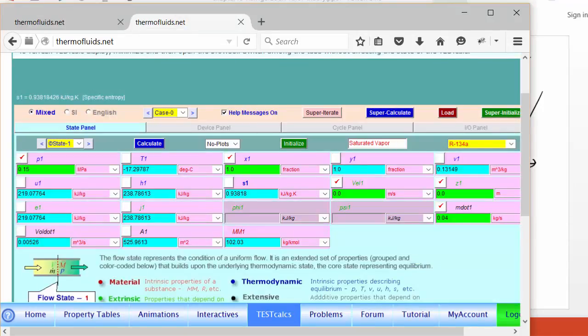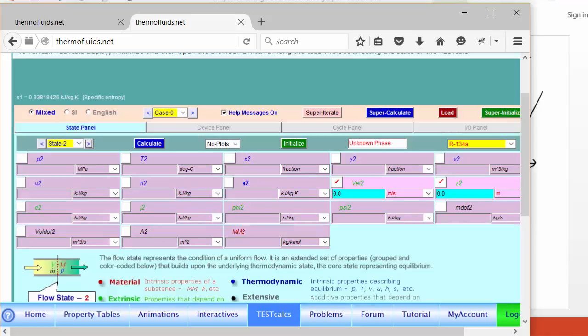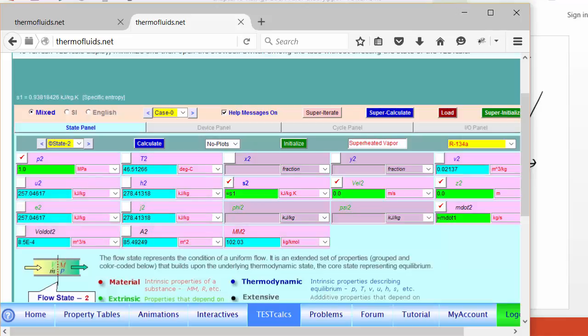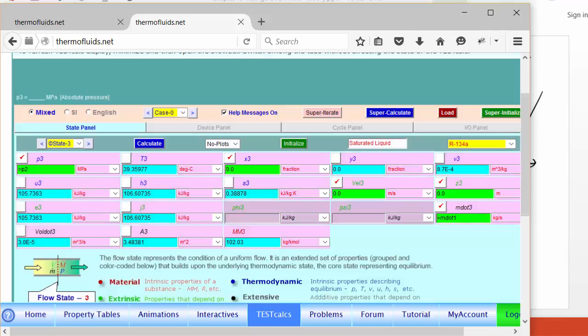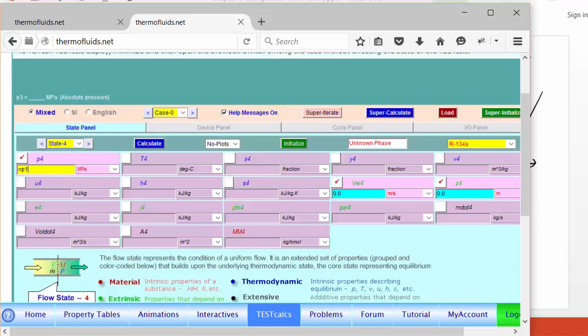We haven't calculated even state 2 yet. State 2 is 1 MPa and entropy is the same. Of course, the mass flow rates are equal. So state 2 is calculated. State 3, pressure is same as P2 and x equals 0. Mass flow rate is the same. And finally state 4, pressure is equal to P1 and enthalpy equals h3. Mass flow rate is the same.